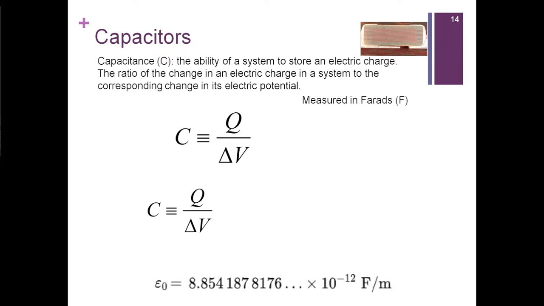Batteries supply voltage to circuits, and the battery you're using determines the voltage in the circuit.